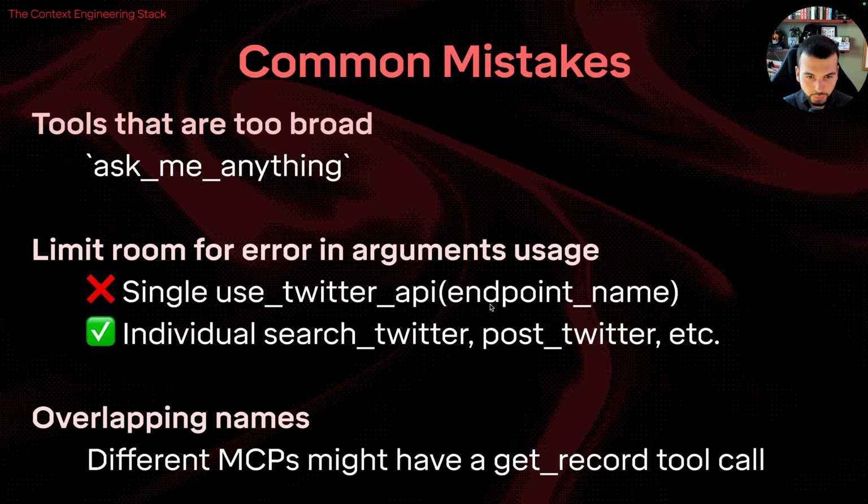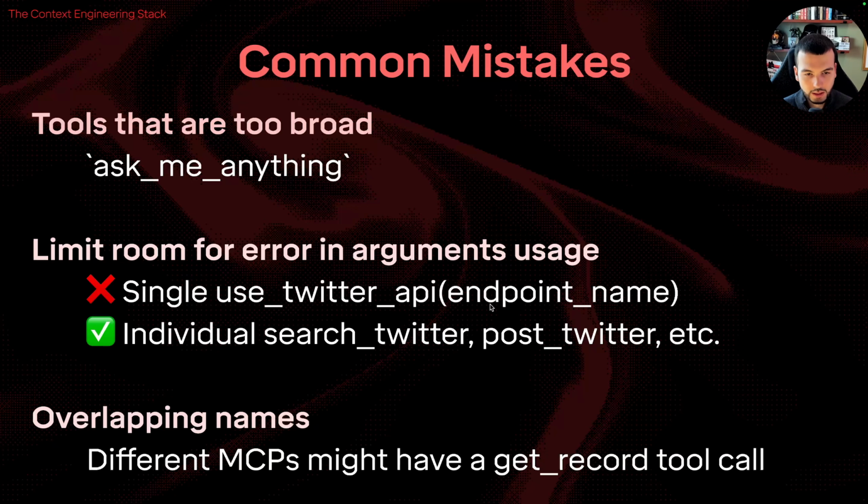The model is going to get confused about when to use them and what to use them for. Also, having tools that basically put all the complexity in the arguments. So for example, instead of having a "use Twitter API" tool where you can pass any endpoint to it, that's very prone to the model not understanding what the arguments are, like how to structure that. So instead, you want to have individual tools that are like, hey, search Twitter, and you put the query as an argument, post to Twitter, and you put the post as an argument. So this is one way to think about context engineering.